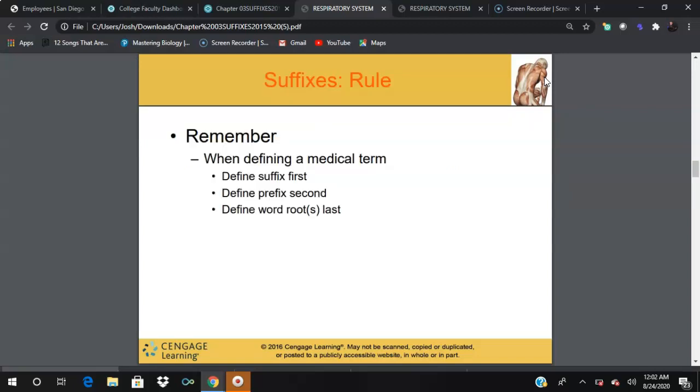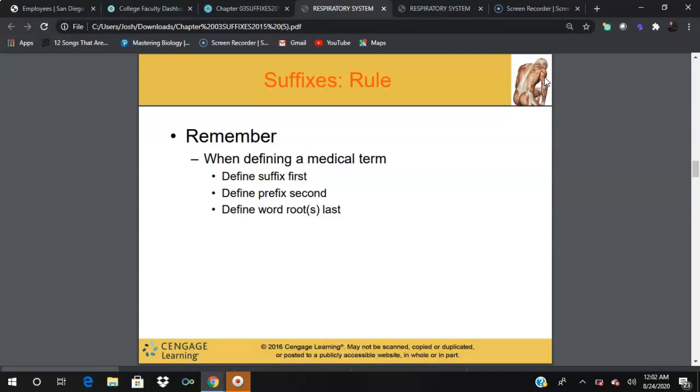All right, so one of the rules that we have to look at when we're looking at suffixes, when you're actually reading or defining a medical term: if the word had a prefix, a word root, and a suffix, how would we read that? We actually start with the suffix and then move to the front of the word. So when we're reading a medical term, we start with the suffix, then we go to the prefix second if it's there, and then the word root is read last. Now, if there's no prefix, then we just start with the suffix and go to the word root.